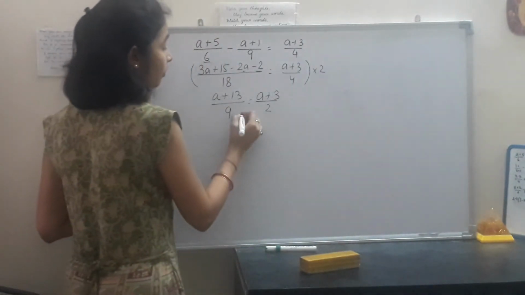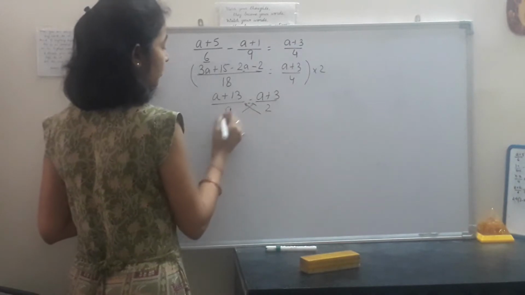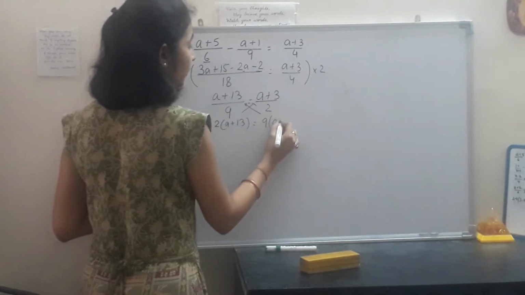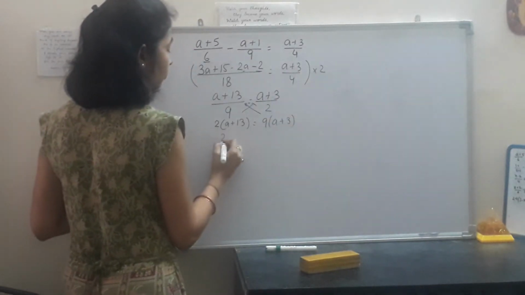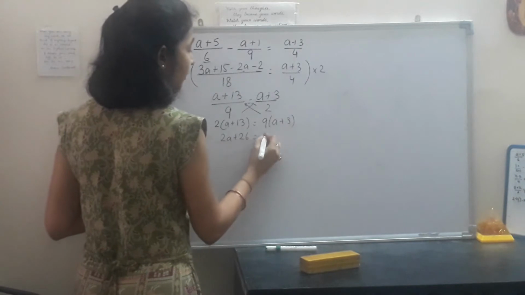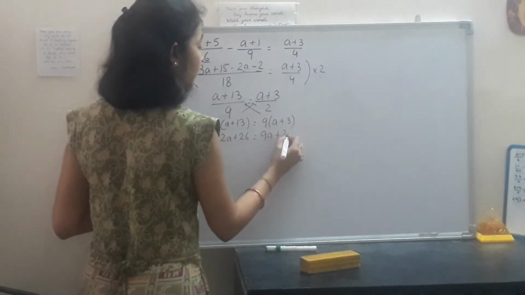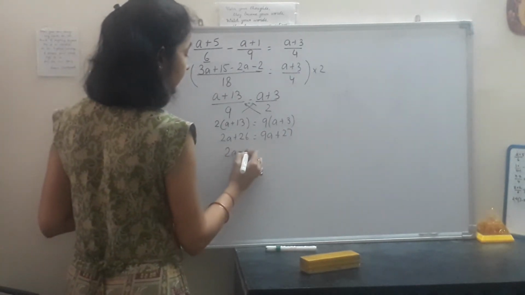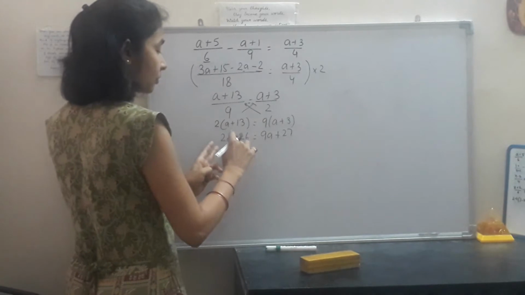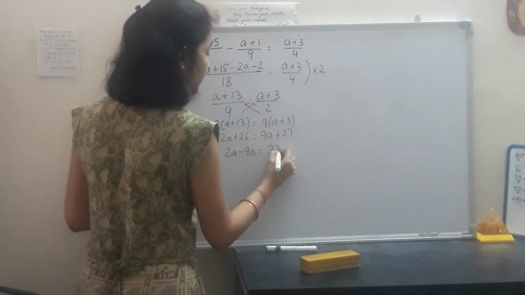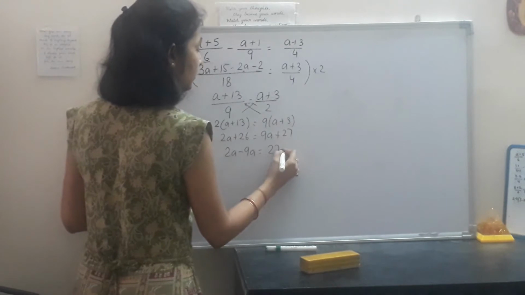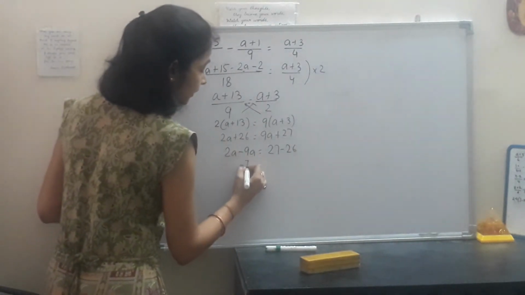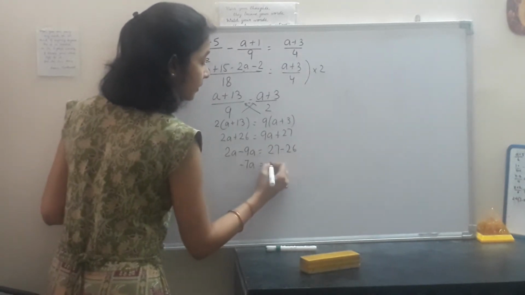Now cross multiplying, 2 into (a plus 13) is equal to 9 into (a plus 3). What do we get? 2a plus 26 is equal to 9a plus 27. Now again bringing the like terms on the same side, the 9a comes on this side and the sign changes, and this 26 goes on the other side and the sign changes. So 2a minus 9a gives 7a negative, and 27 minus 26 gives 1.